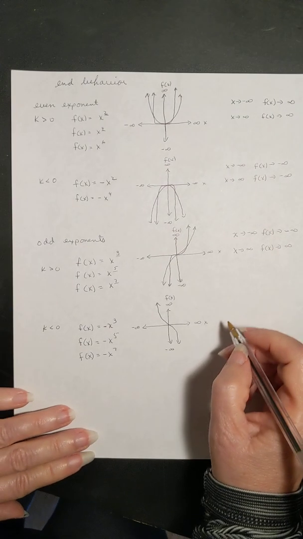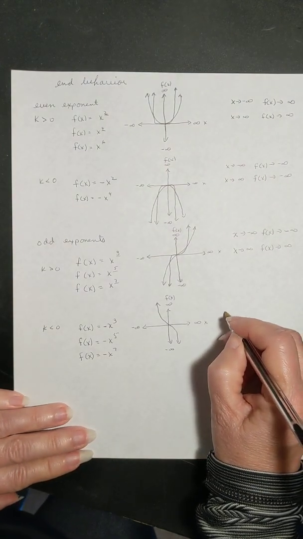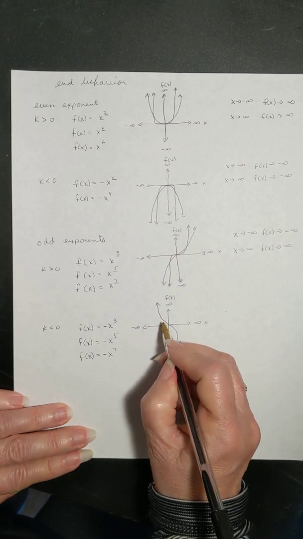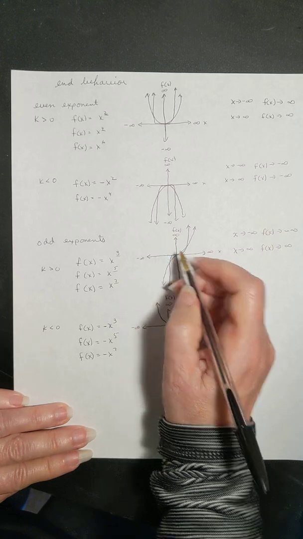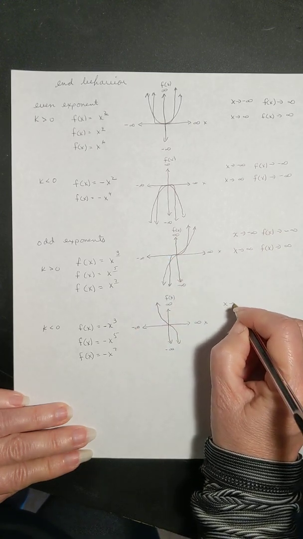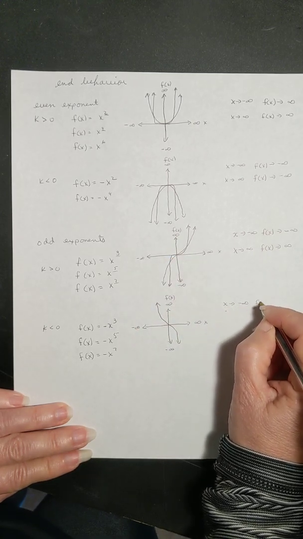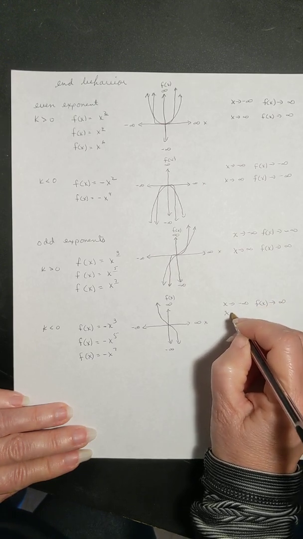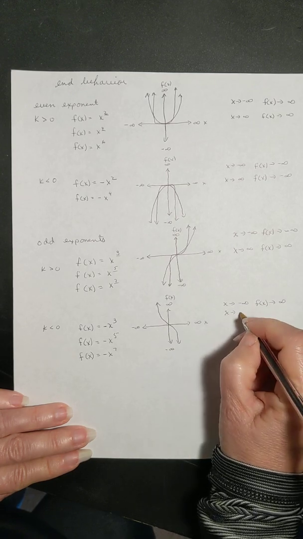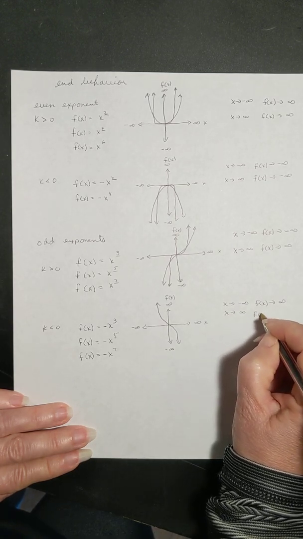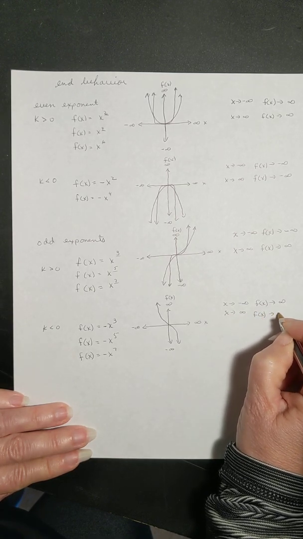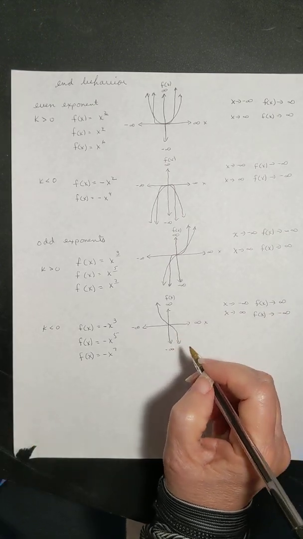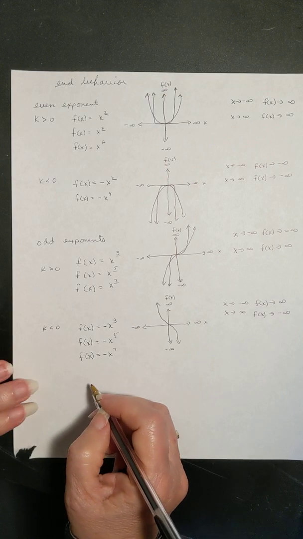So on this one, I'll say, when x goes towards negative infinity, what's happening to the y? It's going up. So as x approaches negative infinity, f of x goes towards infinity. As x approaches infinity, then f of x would approach negative infinity, because you see how it goes down. Okay, so let's look at a couple of examples.